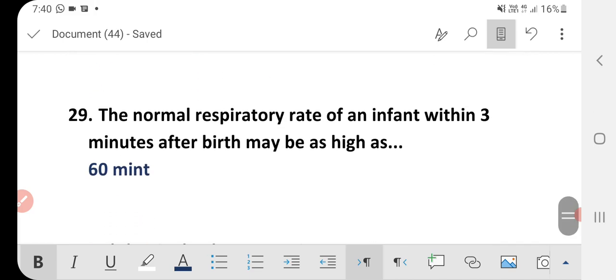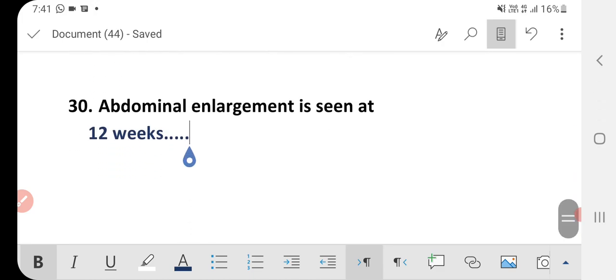29, the normal respiratory rate of an infant within 3 minutes after birth may be as high as 60 per minute. 30, abdominal enlargement is seen at 12 weeks. So at 12 weeks abdominal enlargement is seen.